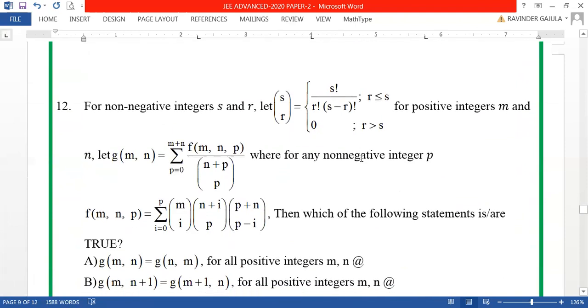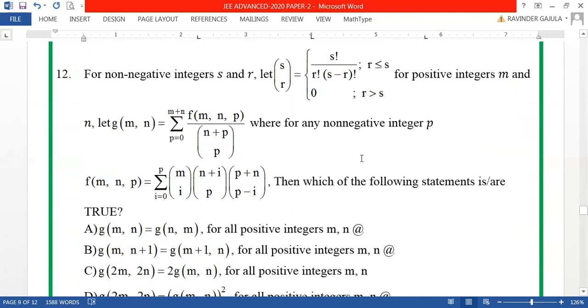Now let us come to the next question, which is one good question of this paper, the 12th one. For non-negative integers s and r, let s r be defined as s factorial by r factorial times s minus r factorial for r less than or equal to s. It is nothing but sCr, the combination of r things from s. And it is 0 for r more than s.